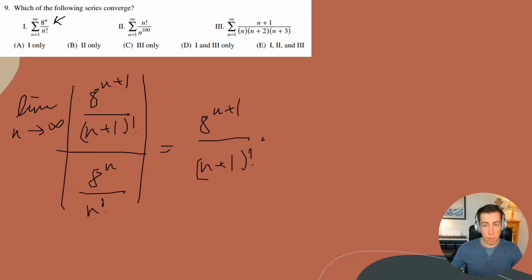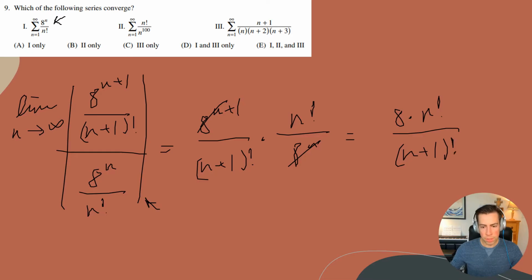Then I'll multiply that by the flip of the bottom part of the fraction, so it'll be n factorial over 8 to the n. I'm going to get a cancellation of the 8 to the n's, and this simplifies down to 8 times n factorial over n plus 1 factorial. Now this is where a lot of times people get confused because they don't know how to simplify the factorial. One way to think about it is to look at any number, so maybe 3 factorial. That's equal to 3 times 2 times 1.